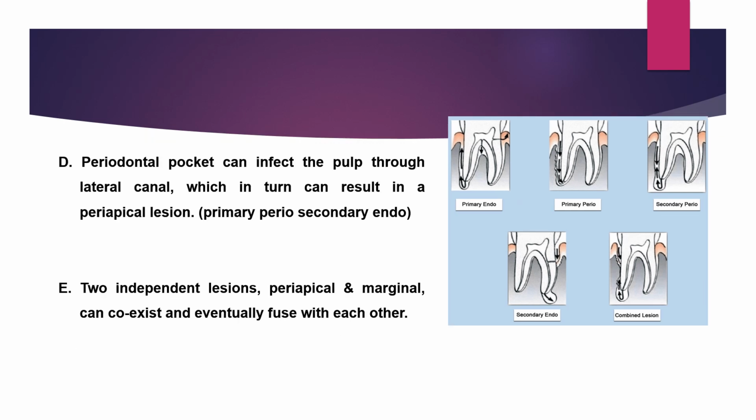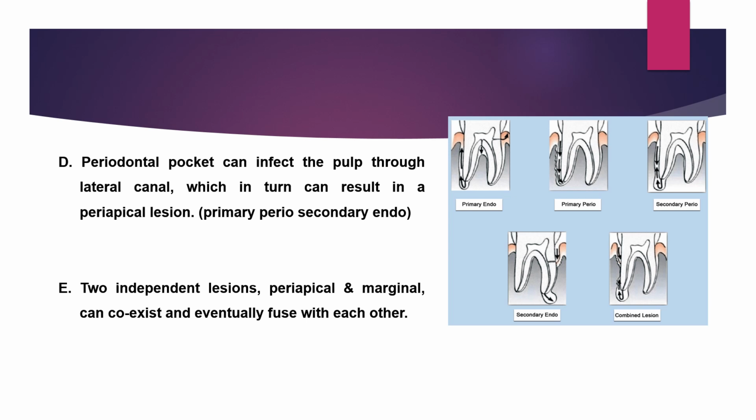Then comes periodontal pocket can infect the pulp through lateral canals, which can in turn result in the periapical lesion. So this can involve the pulpal region either through the lateral canals or any accessory canals. It can be through the apex, lateral canals, or through the furcation areas, interdental areas. It can reach the pulpal region, which involves the endodontic lesion.